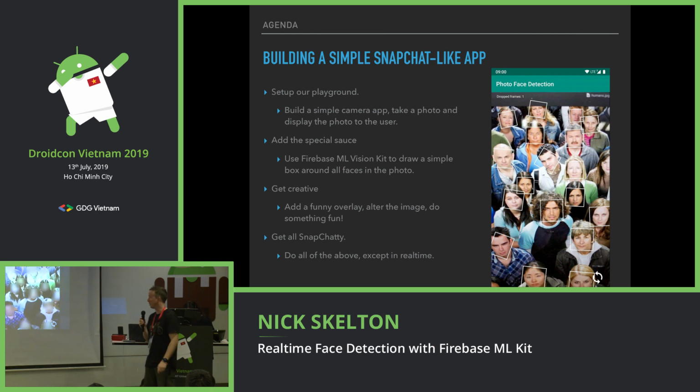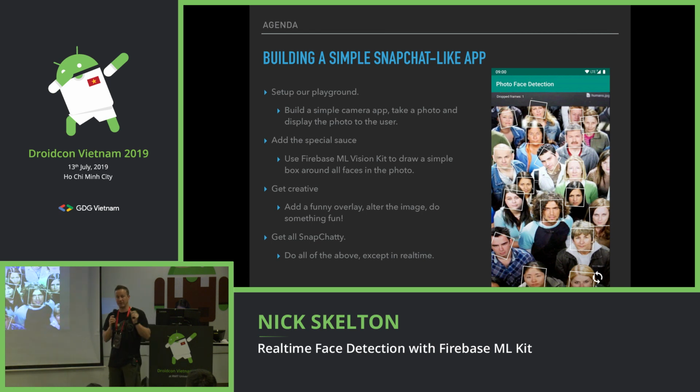So the first step that I've got here is just setting up our playground, right? Taking a photo and displaying it to the user. That's the first step. Just investigating and understanding how the camera works a little bit. We're just going to create an app that takes a photo and shows it to the user. Very simple, right? Or at least it sounds simple.